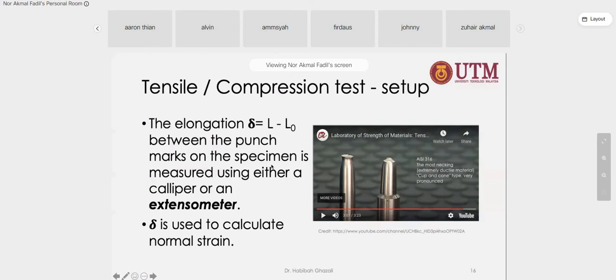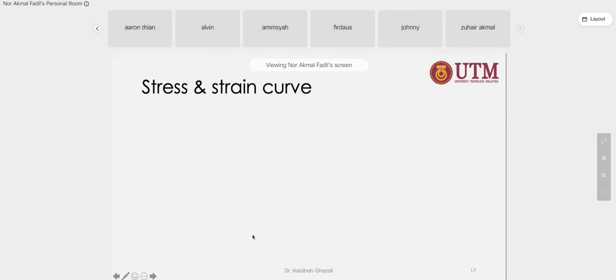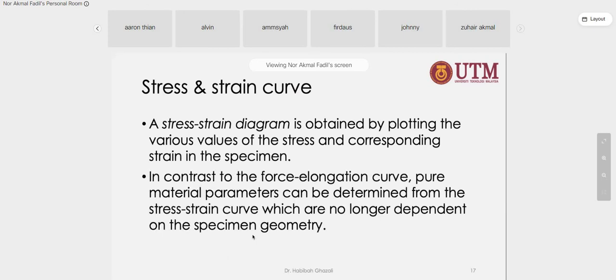Okay. So it means that from this test, by looking at the behavior of the fractured sample after testing, you can tell whether the material is soft or hard. And of course, by using the stress strain curve, you can definitely obtain the quantitative value after the testing that corresponds to the stress and strain curve. Okay, in contrast to the force elongation curve, a pure material parameter can be determined from the stress strain curve, which is no longer dependent on the specimen geometry.